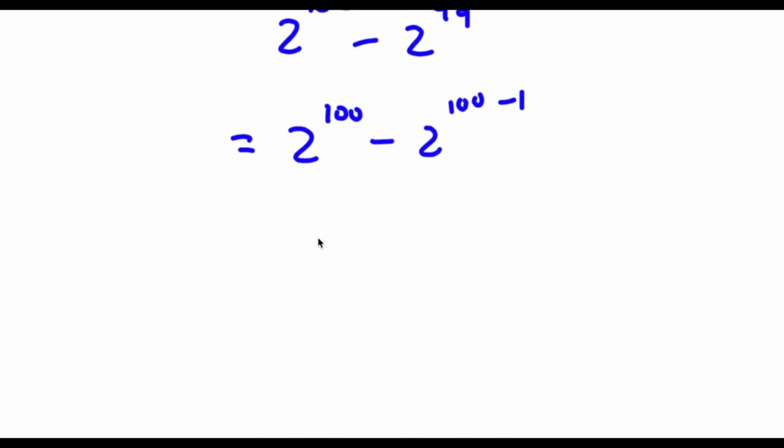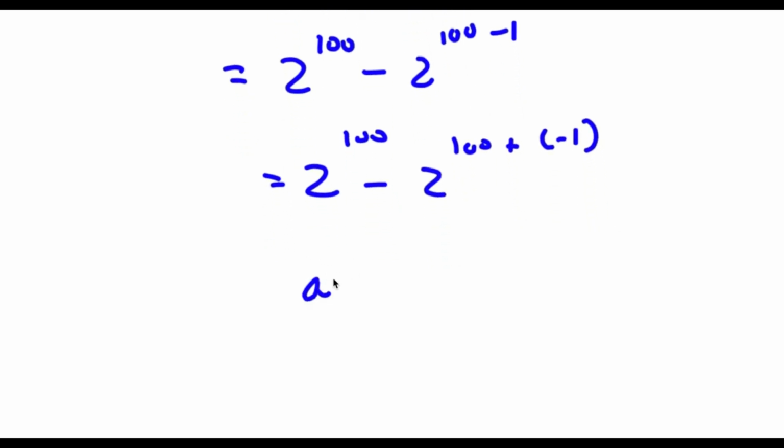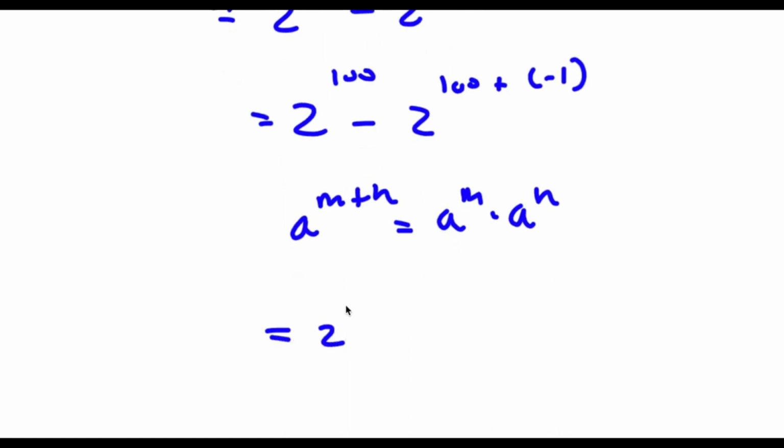Now, 100 minus 1, this is the same thing as 100 plus negative 1. And remember, if I have something in the form a to the power of m plus n, this is equal to a to the power of m times a to the power of n. So in this case, 100 plus negative 1, that's going to equal 2 to the power of 100 times 2 to the power of negative 1.